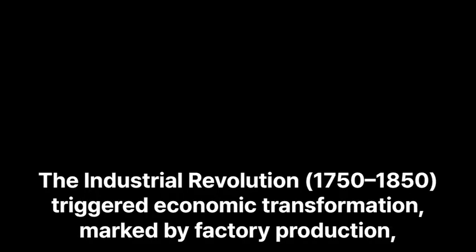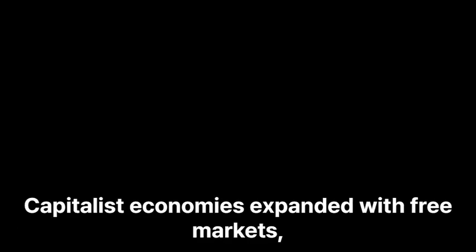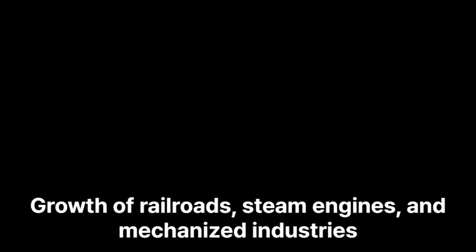5. The Industrial Revolution and capitalist expansion, 1800 CE to 1914 CE. The Industrial Revolution, 1750-1850, triggered economic transformation, marked by factory production, technological advances, and urbanization. Capitalist economies expanded with free markets, wage labor, and mass production. Key developments: growth of railroads, steam engines, and mechanized industries, gold standard and expansion of global financial markets, increasing economic inequalities between industrialized and non-industrialized regions.